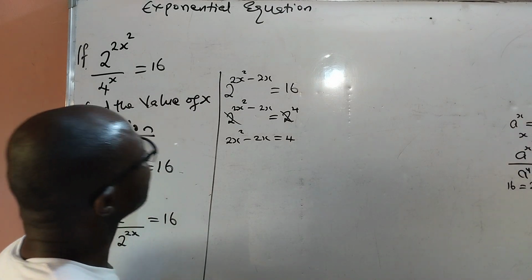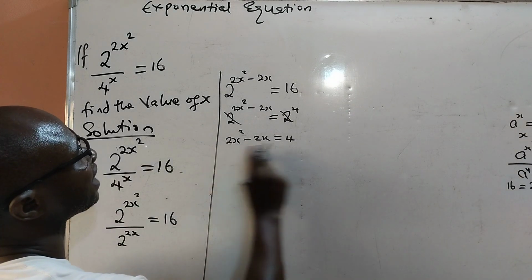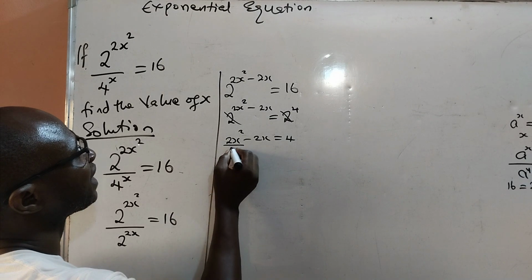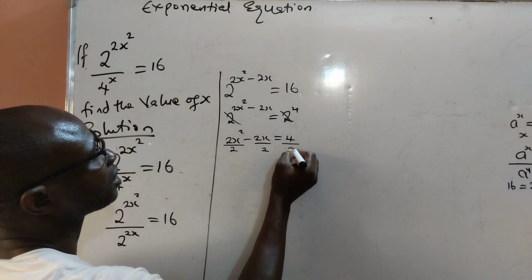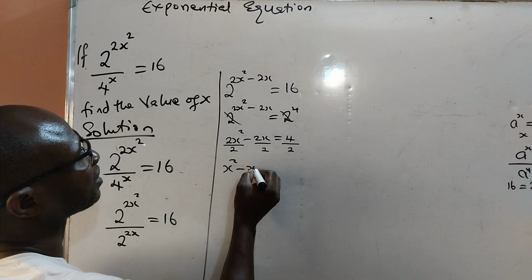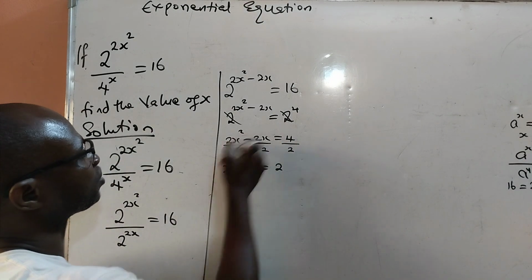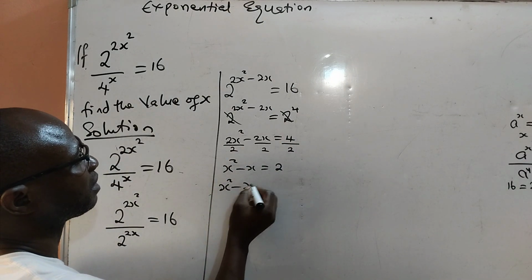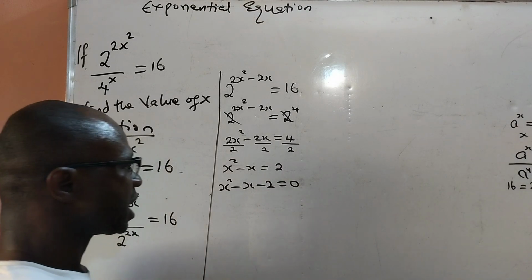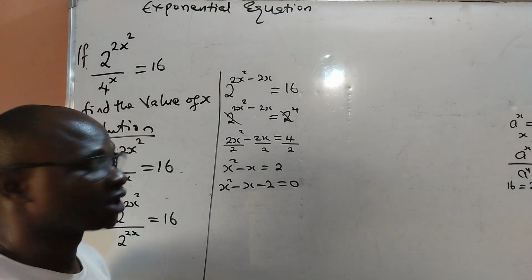Now, at this point, if you don't mind, I am going to divide all through by 2. And to do that, that means I will divide here by 2, by 2, and by 2. And that becomes x² minus x is equal to 2. I now move 2 from the right to the left to have x² minus x minus 2 is equal to 0. At this point, to get the value of x, I can now go by quadratic equation.